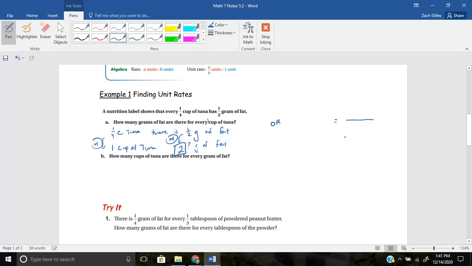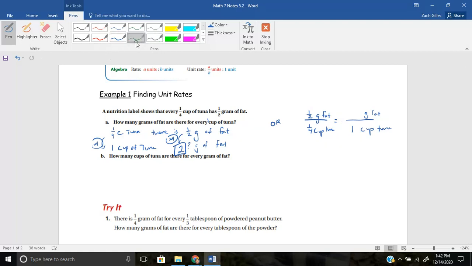You could write it like this. It wants to know how many grams of fat there are in 1 cup of tuna, and what we're given is that there is a half gram of fat for every quarter cup of tuna, right? So remember, a unit rate has this denominator of 1. So how do I go from a fourth to 1? Well, I just multiply by 4. So I multiply by 4 on top, and a half times 4 gave me 2.